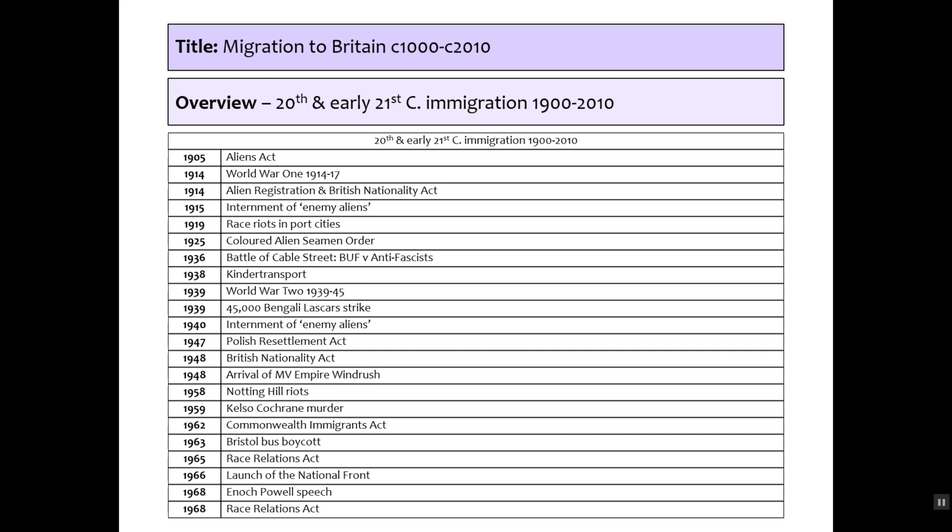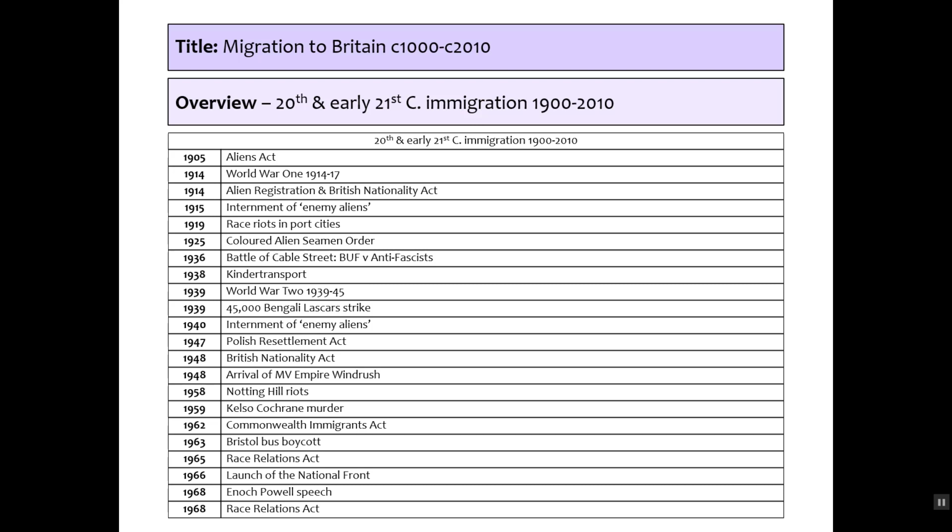So there's some really key parts that you need to know. You need to know about the Alien Registration and the British Nationality Act, the internment of enemy aliens, the Aliens Act. These are huge changes to how Britain deals with immigrants, and it's immigration control. Whereas before we'd encourage them because of the economic benefits that they brought, we now start to see resistance to migrant communities.